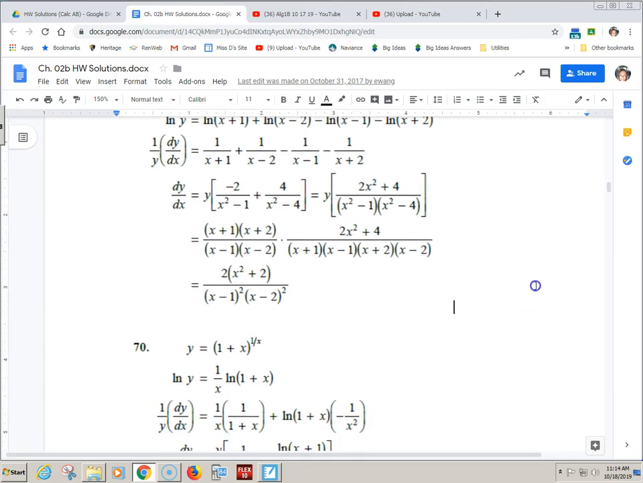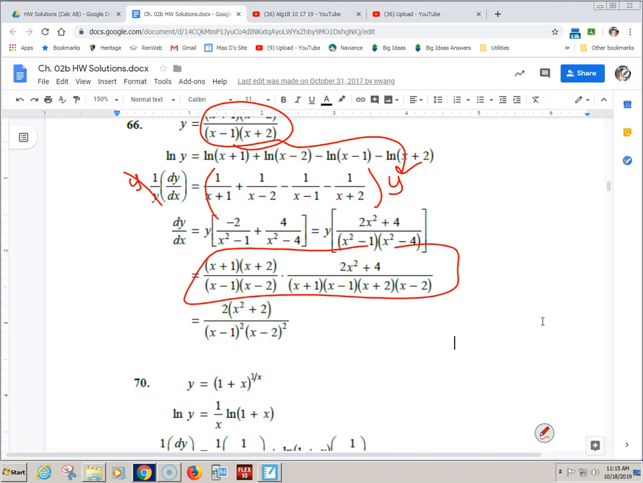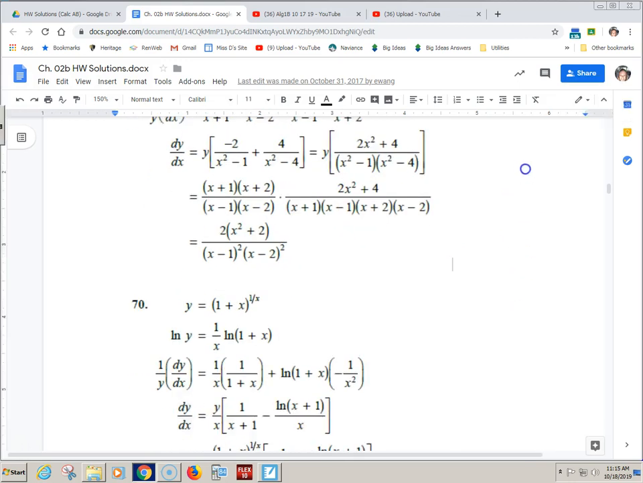Now pause. Remember how I said on the AP, if it's logarithmic differentiation, they would have multiplied the y on the other side, plugged in, and then been done? So technically, this would have been okay for the AP. But what are you trying to do? Make it match. Hence why you had to get common denominators. Let's get rid of that, and let's go to number 70.